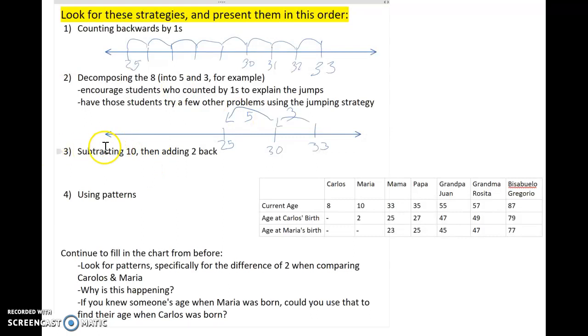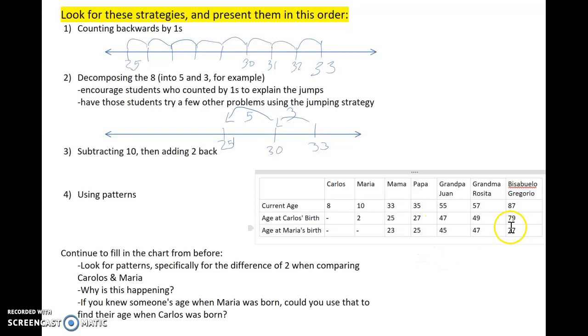All right, then you get to these strategies. Probably you're not going to have a lot of kids doing these. So what you're going to do is while kids are coming and giving their answers, you're going to take the chart paper and keep filling in the numbers. So as they get their answers, you're writing the numbers in here. Once you have a bunch of those numbers up, draw the kids' attention to patterns they might see between Carlos and Maria's numbers. So Mama was 25 when Carlos was born, 23 when Maria was born. 27, 25, 47, 45. See if they can notice the difference of 2 and wonder why that's happening.